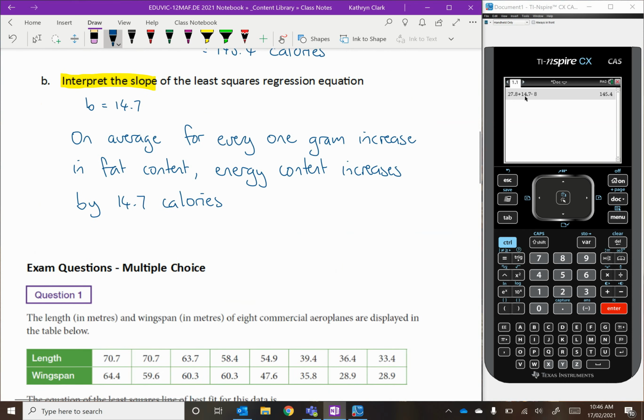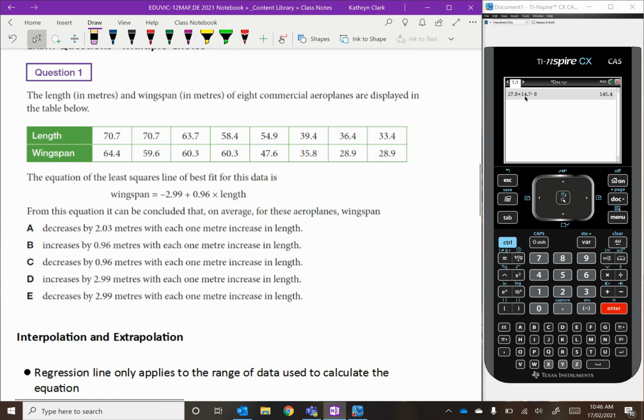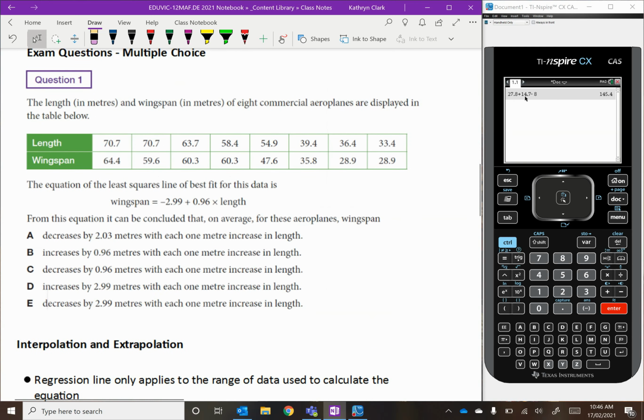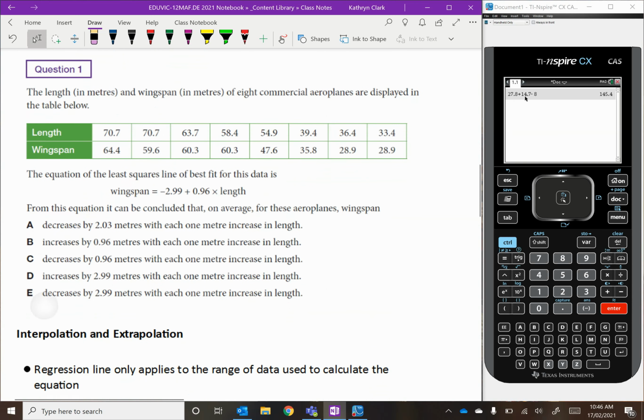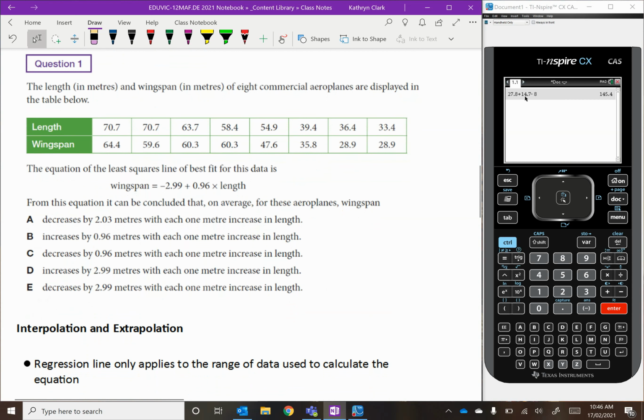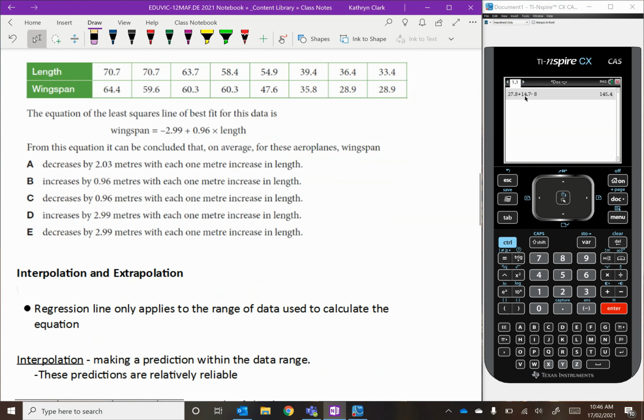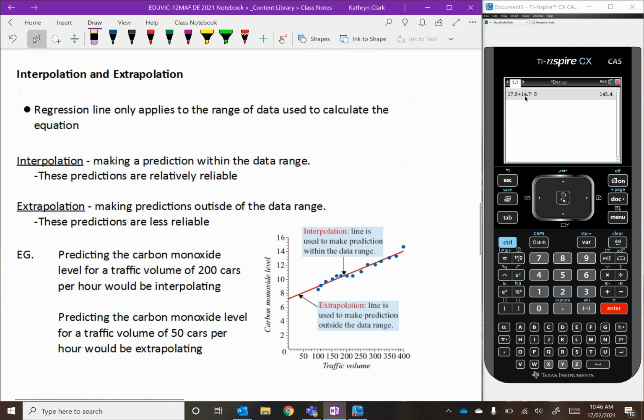All right. So there's one exam question for you to have a go at. In fact, we could just have a look at this one. No, you guys can have a crack at it. Let's have a look at interpolation and extrapolation.